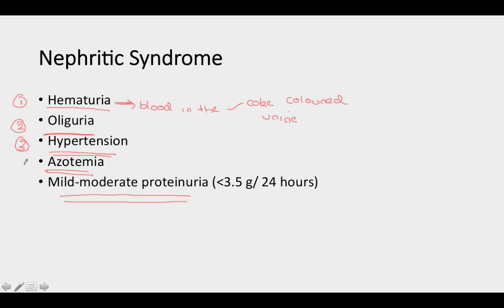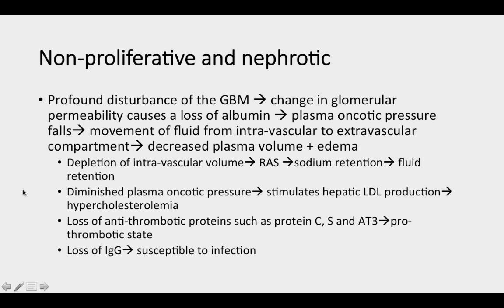You will remember them if you understand the pathological process of proliferative glomerular disease. This comes up very often, and this is the main part of understanding glomerular nephritis in terms of nephritic syndromes. Let's talk about non-proliferative and nephrotic now.